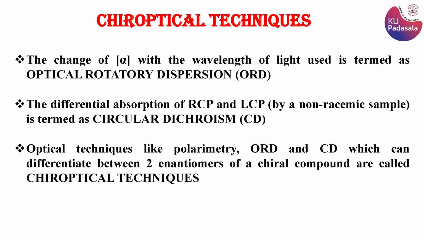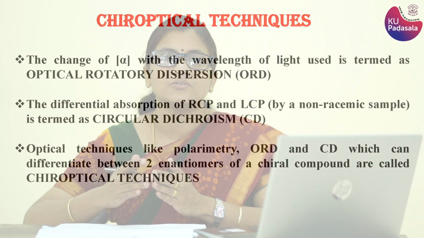So there is a differential absorption, and the plot of this differential absorption versus the wavelength is what is called as circular dichroism. So now I hope you understand what is the difference between polarimetry, optical rotatory dispersion, and circular dichroism. So all these techniques are together called chiroptical properties.